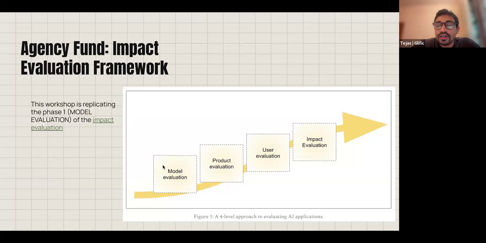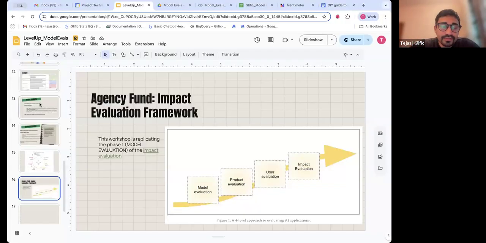This part is just evaluating whether the AI product you're trying to build, the model, is working the way you intend it to work. That's what is being evaluated first. I just wanted to share that context.